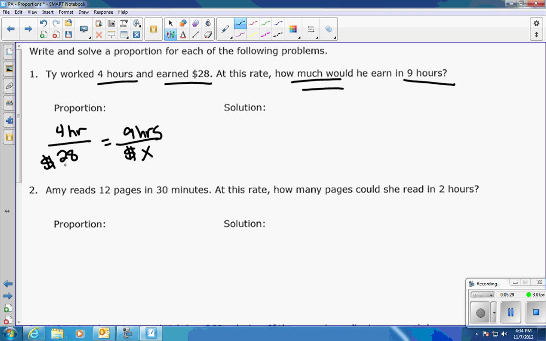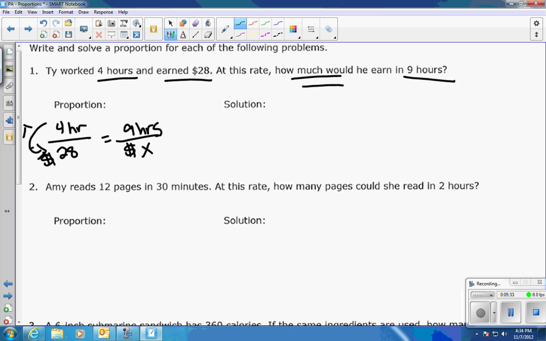So when I look at this, I see that to get from 4 to 28, I have to multiply by 7. So to get from 9 to x, I should also multiply by 7. So my amount would be 9 times 7, which is $63.